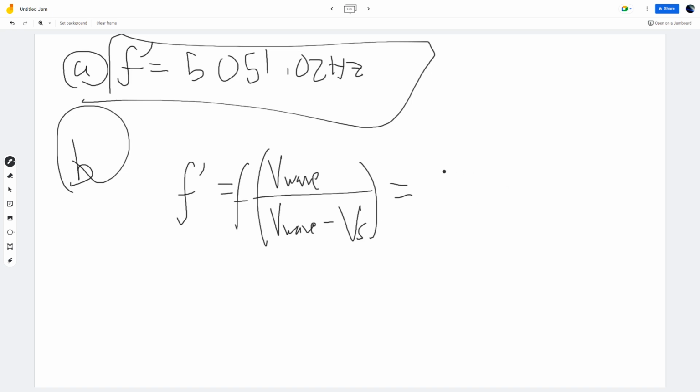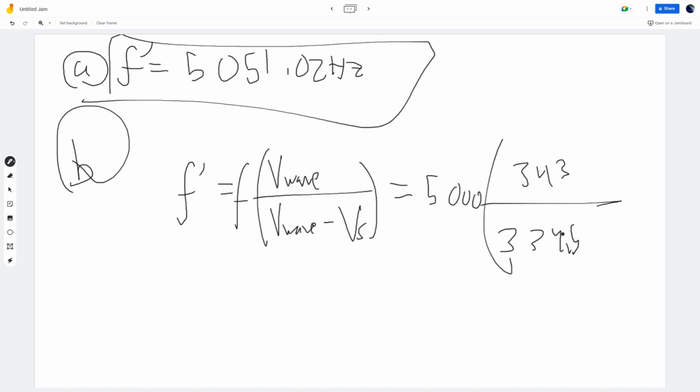So this is multiplied by frequency. That's 5,000 times 343 over 343 minus 3.5, which is 339.5. Plugging that into a calculator, we get 5,000 times 343 over 339.5, which gives us a very, very close number, but not the exact same number.